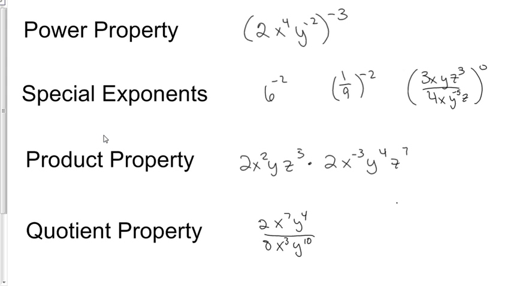All right, in order to do the exponent properties, you need to be able to recite what a power property, what special exponents means, what a product property, and what a quotient property is. And I'll be talking about those as we do some of the bigger problems.